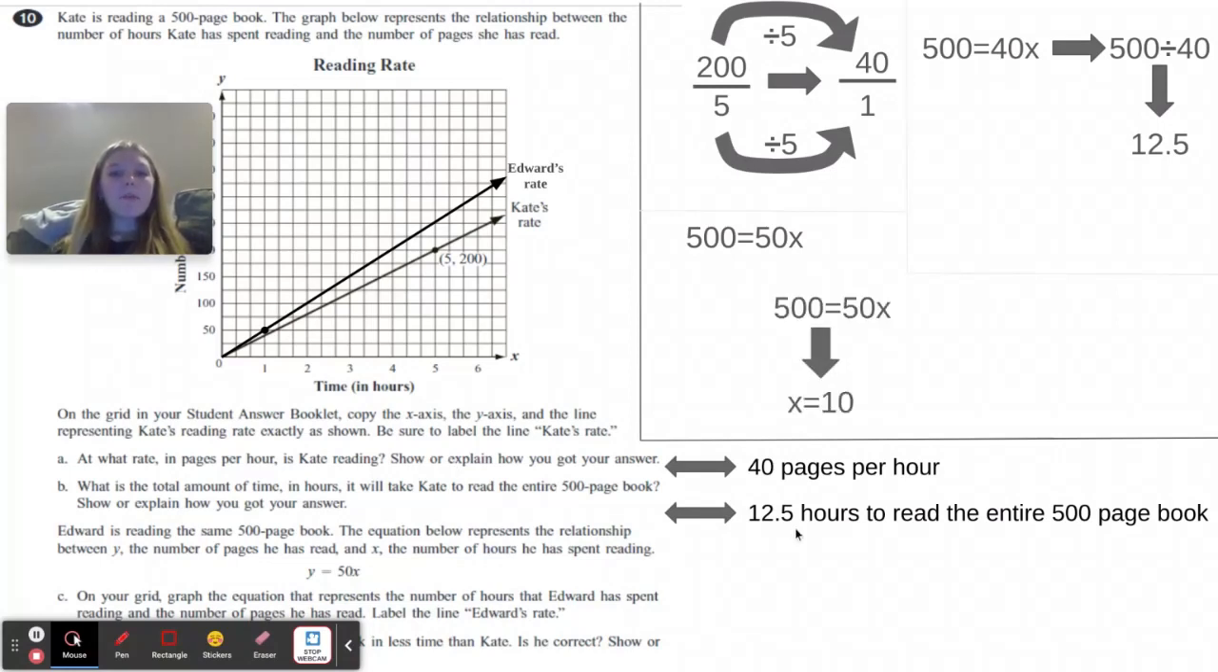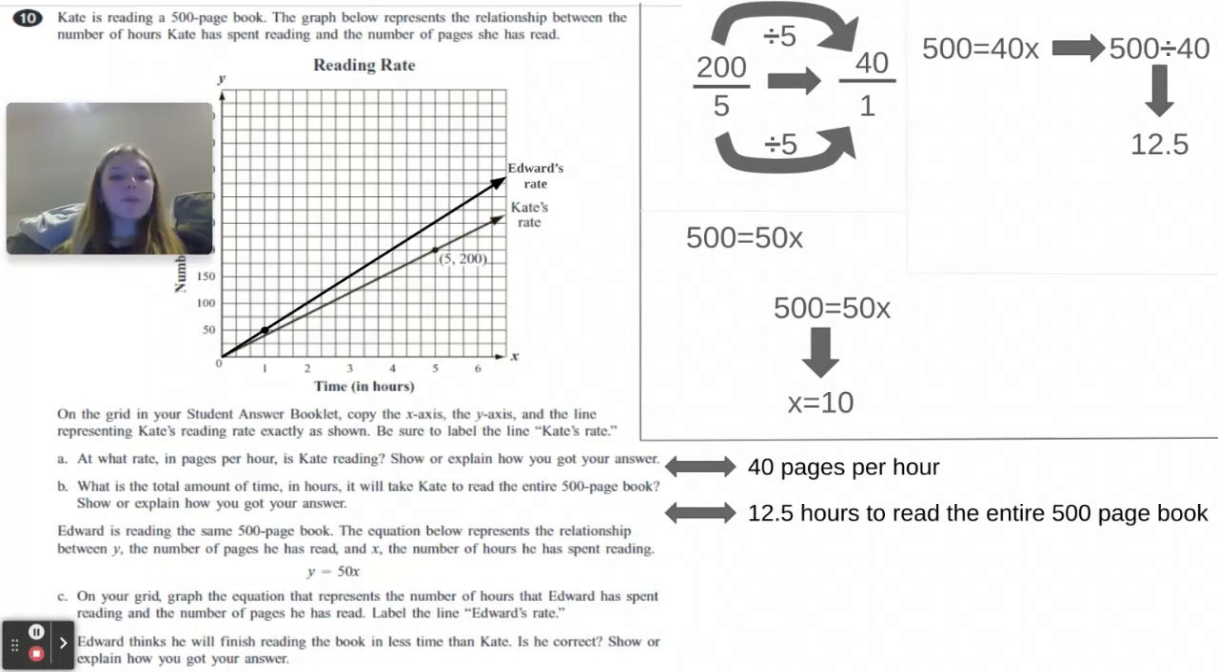Then we have to solve to see, because Edward thinks he will finish reading the book in less time than Kate. Is he correct? First we have to solve Edward's equation. y means the total amount of pages, so it'll be 500 equals 50x. When we solve that, we do 500 divided by 50 to get x equals 10. So it takes him 10 hours to read the entire book, while it takes Kate 12.5. Since 10 is less than 12.5, Edward is correct. It will take him less time to read the book than Kate.